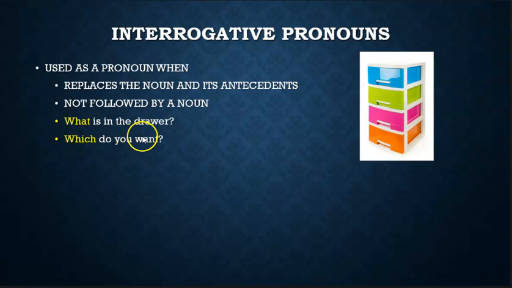Which do you want? In this case, you is the subject, do want is the verb, and which is the direct object, right? So you want which, right? So it's the thing that you want.